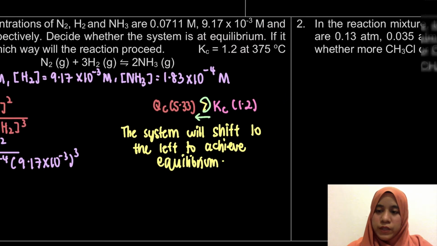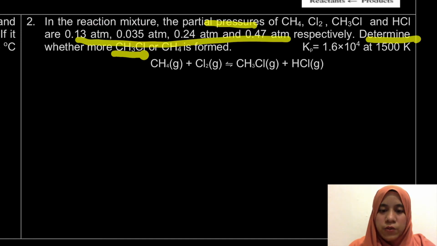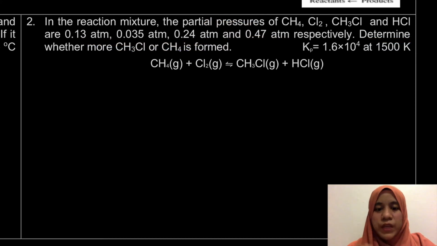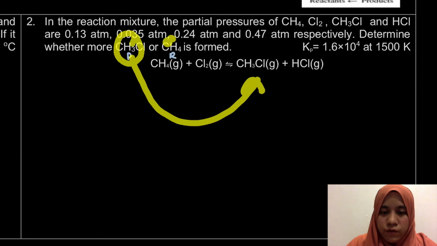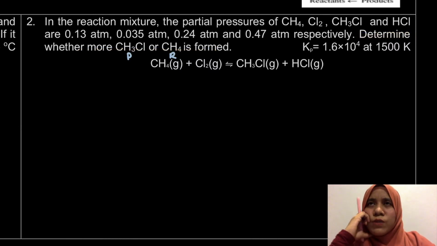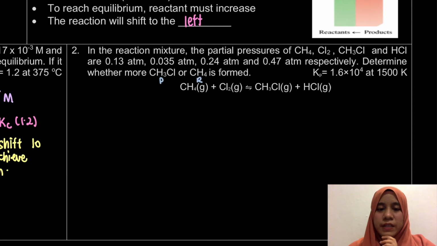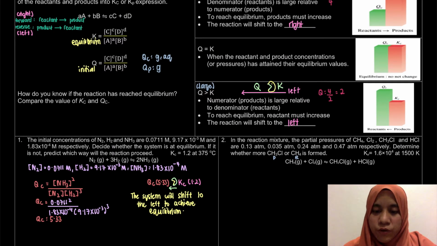So next, let's do it together yang question 2. So dia bagi dekat sini, in the reaction mixture, the partial pressures are given as follows. Determine whether more CH3Cl or CH4 is formed. Okay, yang ini macam peliknya. CH3Cl ni is actually our product and CH4 ni is our reactant. So dia tanya sini, determine whether more reactant ataupun product is formed. So nak tahu which one is formed, dia samalah, determine kita punya value of Q ni.